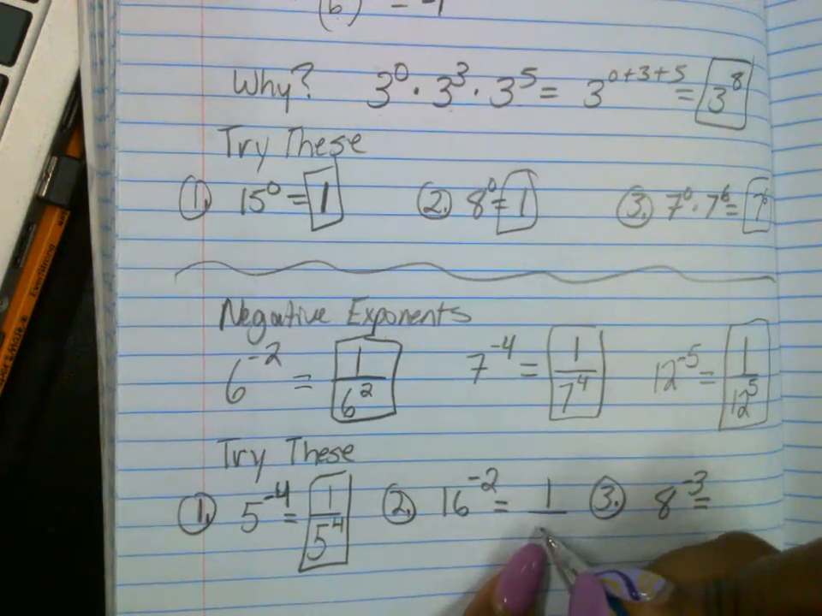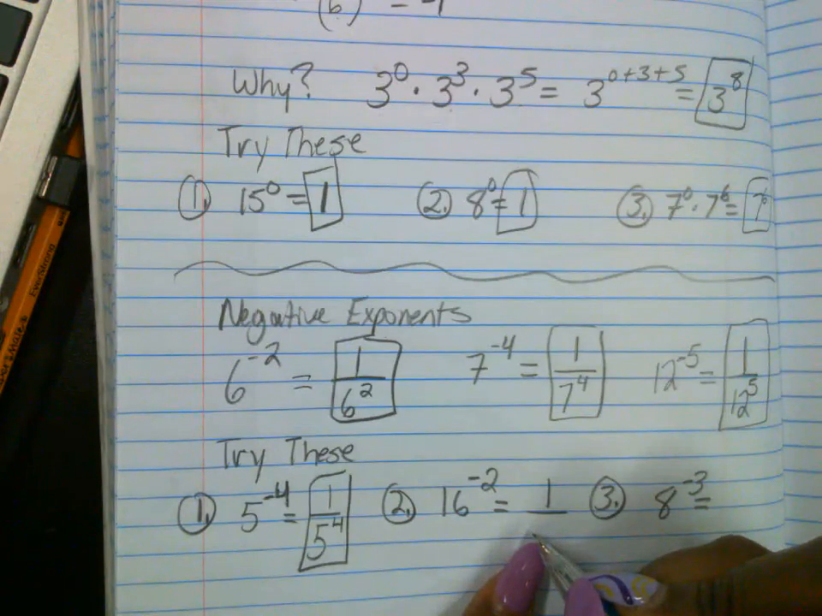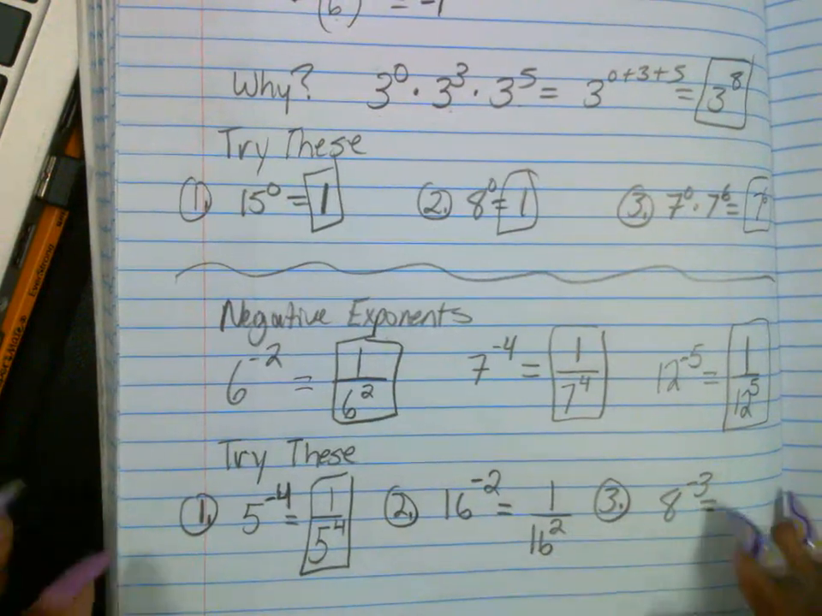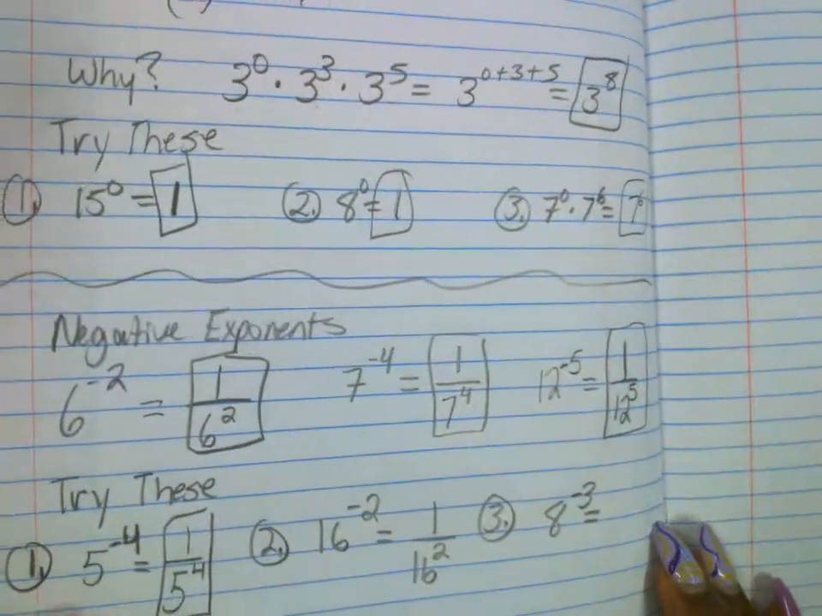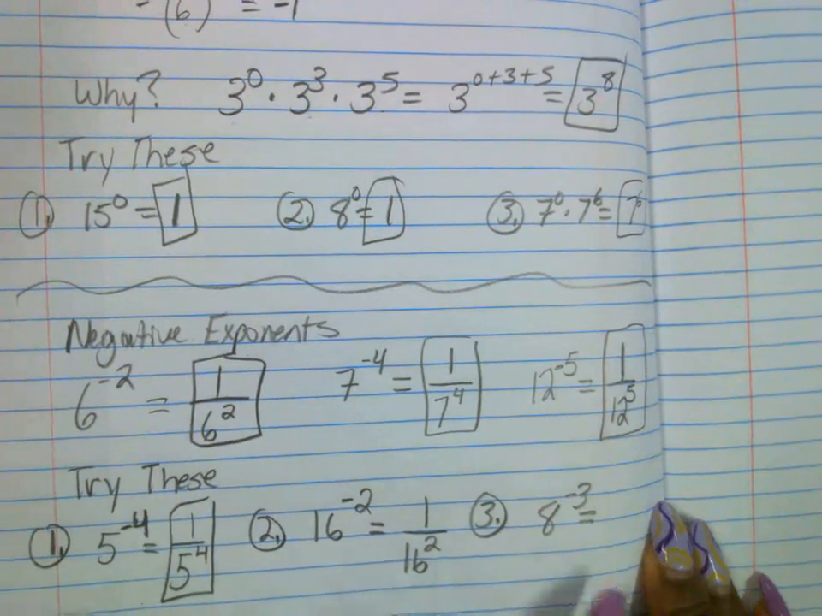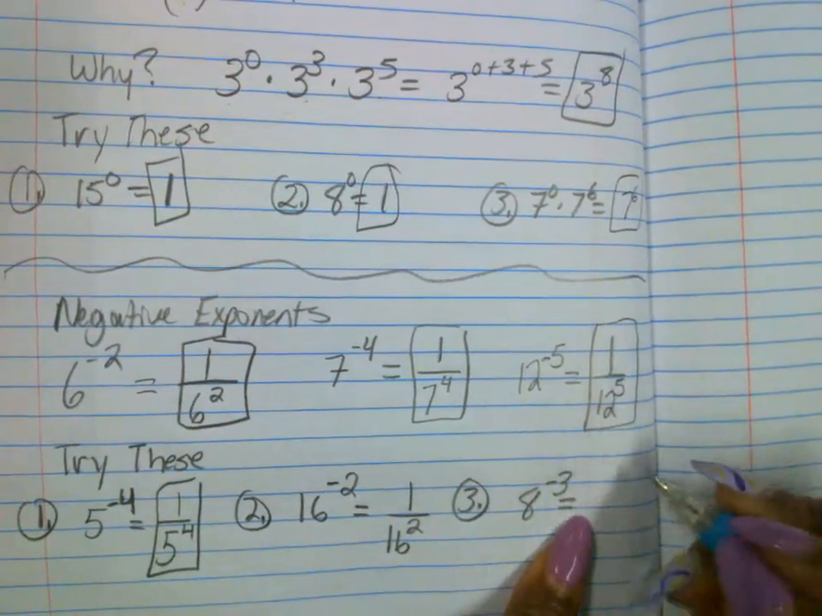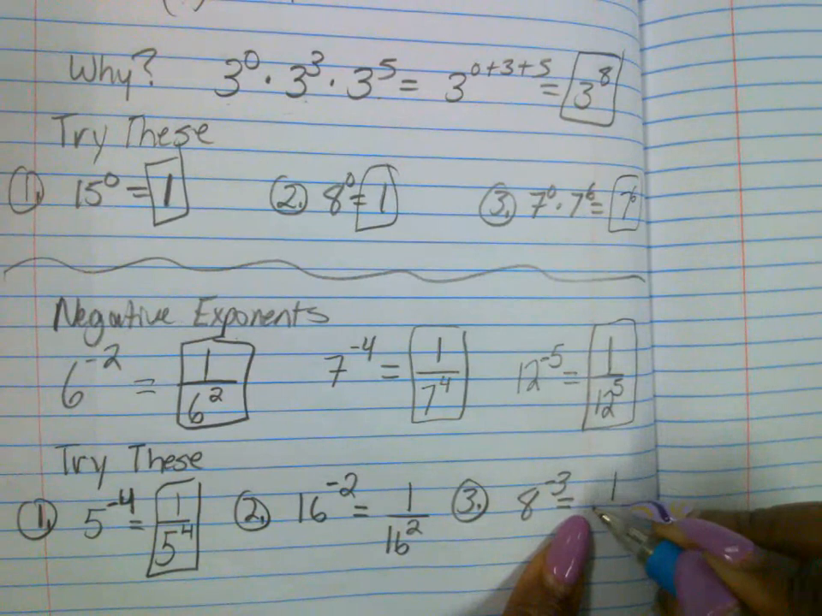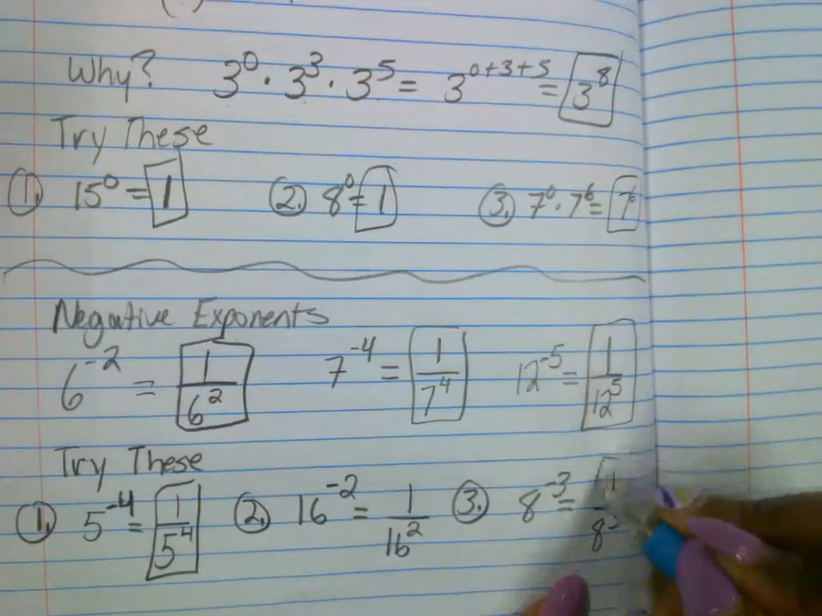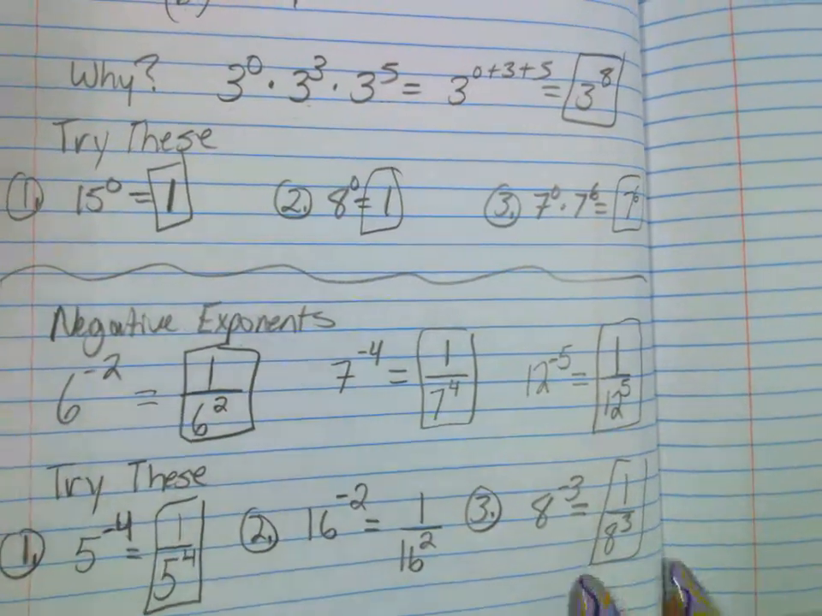One at the top. 16 raised to the positive 2 power. Okay. And let's try what else? Isaiah, what did you get for the last one? Very good. 1/8 to the positive 3. Okay, 1 over 8 to the positive 3. Great job. All right, let's see about these.